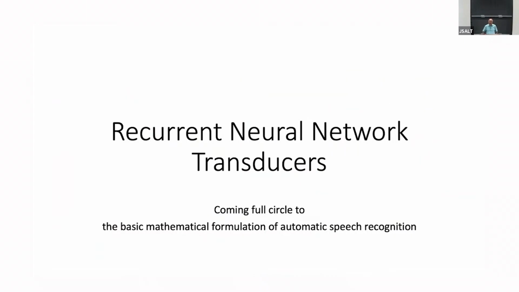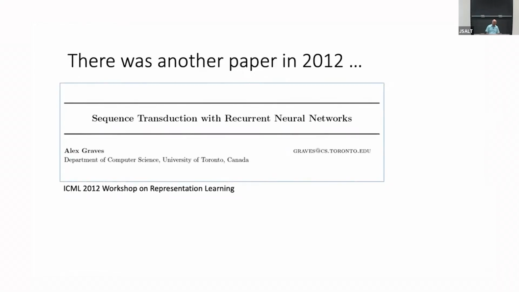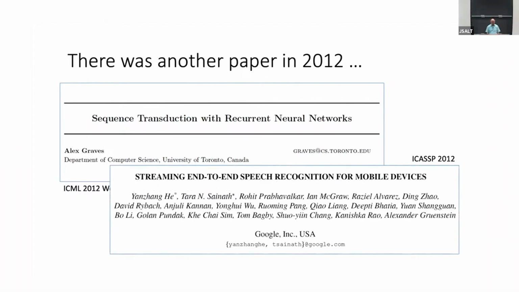So the last idea I'm going to introduce today is called a recurrent neural net transducer, or an RNNT. Right? And I say this is coming full circle back to the basic mathematical formulation. Why is that? Well, there was another paper by Graves in 2012, which again didn't get any attention until this appeared in an ICML workshop in 2012. And in that, he introduced this idea, called it sequence transduction with neural nets, until the Google guys used that idea and created a killer solution to a problem of theirs, namely how to do speech recognition on device. Right? And this paper gets cited a lot.